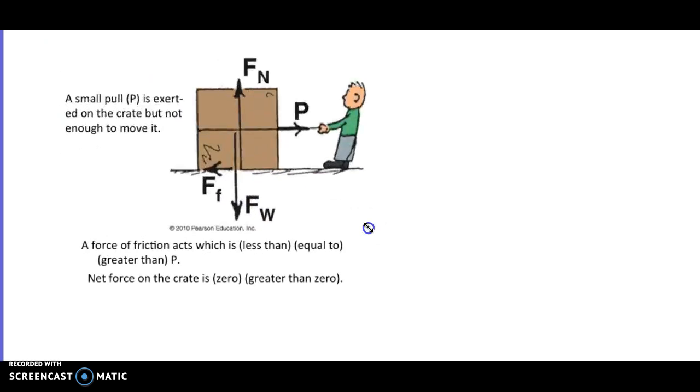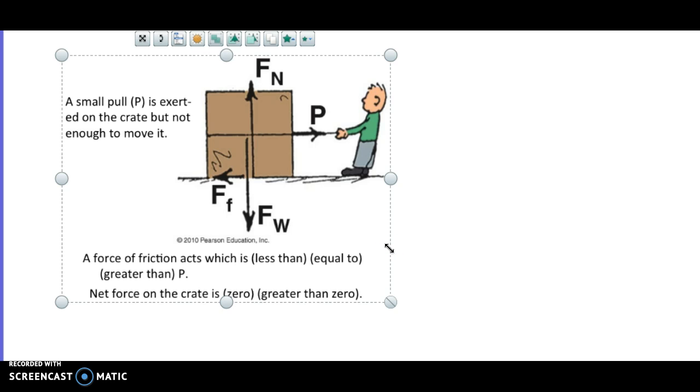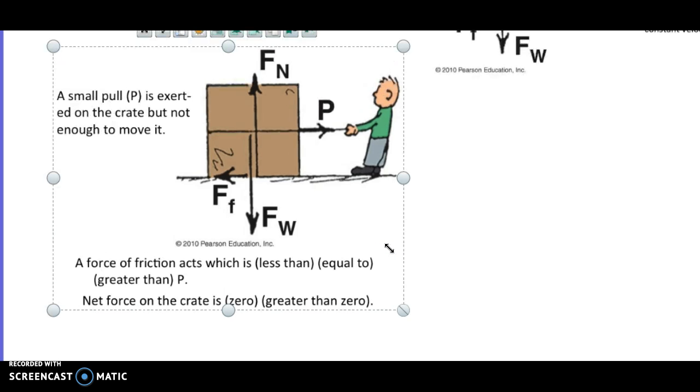Now we're starting to pull on a toy. It's not enough to make the crate stop moving. Now I'm starting to pull on this crate, and this is getting stronger. I'm pulling with more force in this direction. However, if the crate is not moving, I know that there must be a net force of 0. And if I'm pulling here, then that means there's some force that's canceling out.